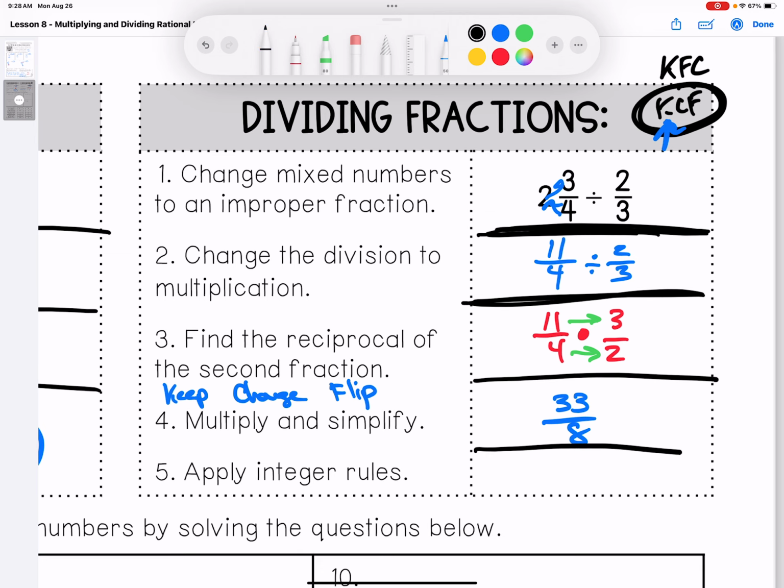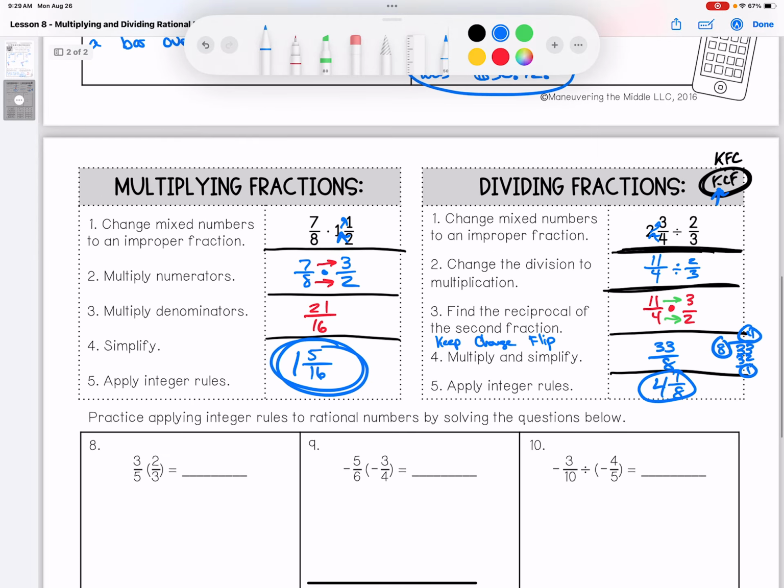8 will go into 33 4 times without going over. That makes 32, so that would be 1 left, and the bottom number does not change. Again, if you need to do it like that, that's fine. So you can visualize it, 4, 1, and 8, okay? The answer is 4 and 1/8. Keep, change, flip. All right, there's your rules.